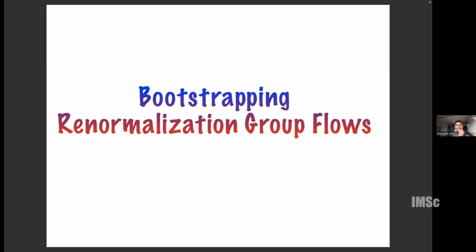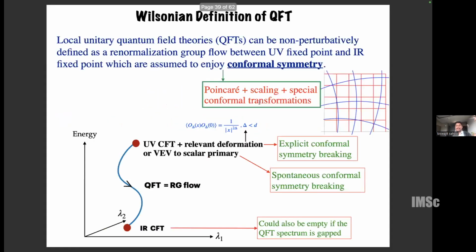So now we'll talk about bootstrapping renormalization group flows, which is a way of studying quantum field theory in a non-perturbative setting. As I mentioned at the beginning, I'll consider quantum field theory in the Wilsonian picture. Any local unitary quantum field theory can be non-perturbatively defined as a renormalization group flow between some UV fixed point and IR fixed point, and these fixed points we assume to enjoy conformal symmetry, and possibly people are already familiar with what conformal symmetry is.